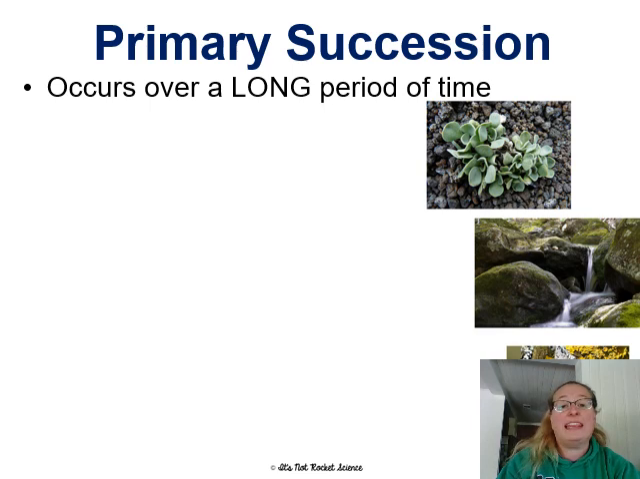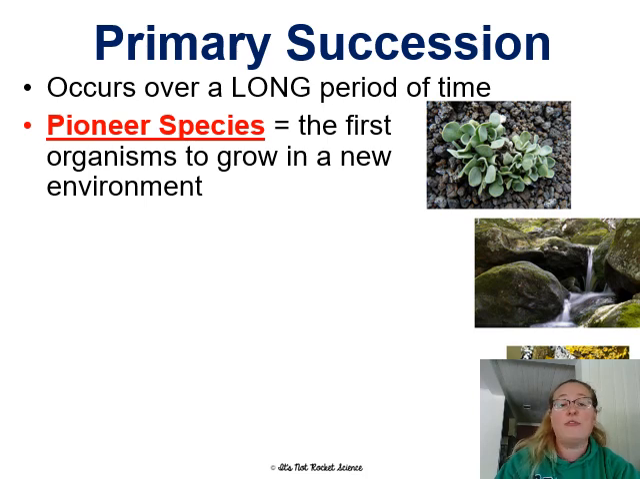This occurs over a long period of time. So this is not a short process. We're starting completely from scratch, so it's going to take a while. And the first thing we're going to see is something called a pioneer species. A pioneer species is the first organism to grow in a new environment. You think about pioneers that came over on the Mayflower and first colonized America. Well, pioneer species are the first people on the scene in a new community.